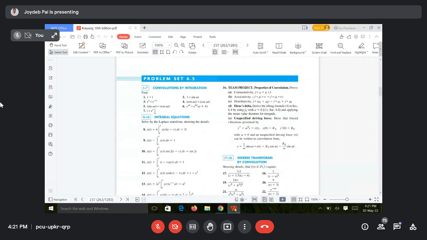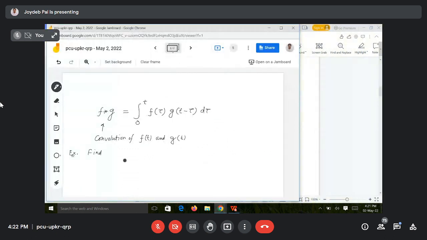See, this type of problems they have taken: 1 star 1, or 1 star sin omega t, or e to the power t star e to the power minus t, or cos omega t star cos omega t. So we can take anything. Let us take problem number 7: find t star e to the power t.